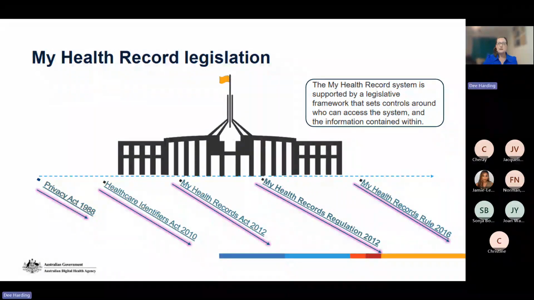As you can see at the bottom, the rest of the framework involves not only the My Health Records Act, but the My Health Records Rule of 2016, the My Health Records Regulation of 2012, the Healthcare Identifiers Act of 2010. Now, if you don't know what a health identifier is, I will explain that in a moment and how this impacts security. In addition, most healthcare providers have obligations to protect personal and health information anyway under the Australian Privacy Act 1988.